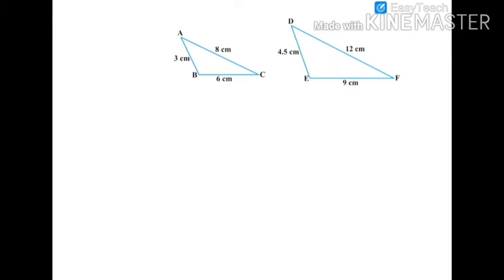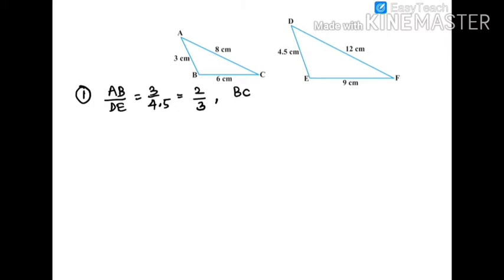What do we observe? Since we have all the sides, let's find the ratios of corresponding sides. AB upon DE will be equal to 3 upon 4.5, which is 2:3.